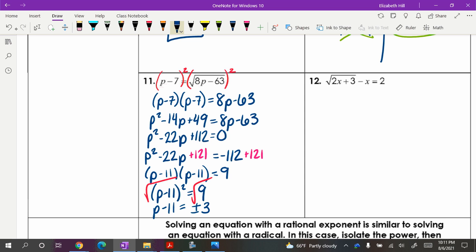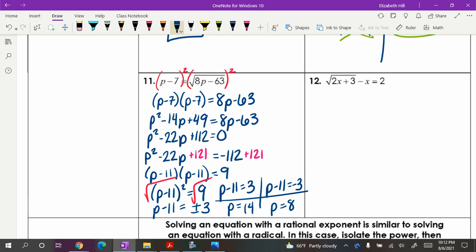So p minus 11 equals 3, and p minus 11 equals negative 3. Add 11, so p is equal to 14, and adding 11 to the other gives us 8. Oh yeah, I was not trying those ones. All right, so 14 and 8 would be my solutions here.